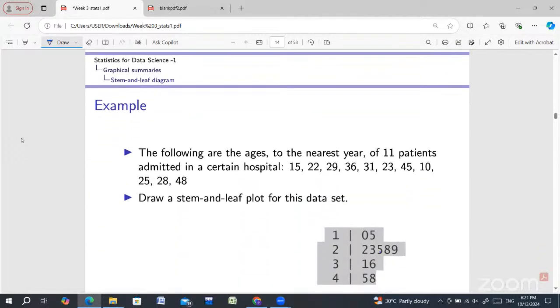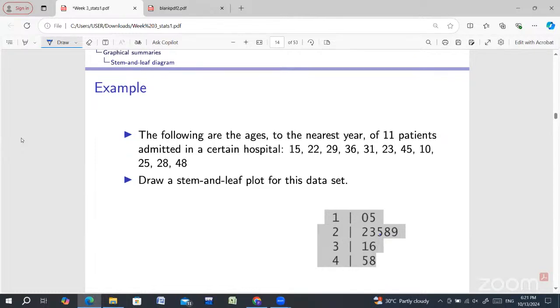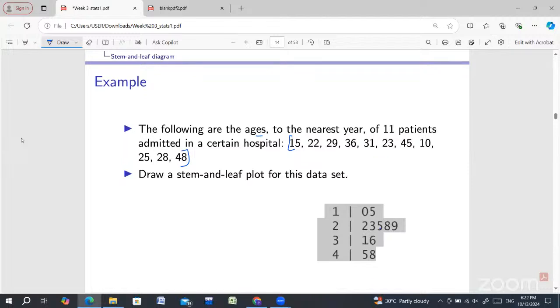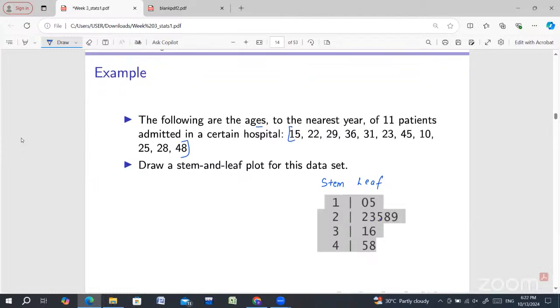Suppose this is your example. The following are the ages to the nearest year of 11 patients admitted in a certain hospital. So this is your data. You have to draw a stem and leaf plot. This is your stem and this is your leaf. You can arrange the data in ascending order also. The minimum value is 10. So 10, 15, then 22, 23, 25. In this way you can write.